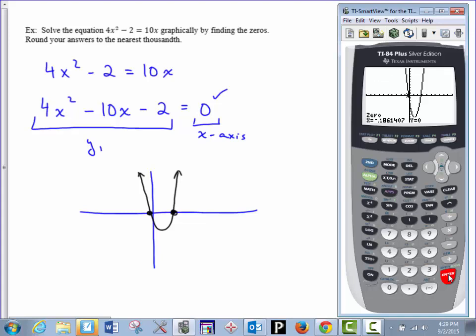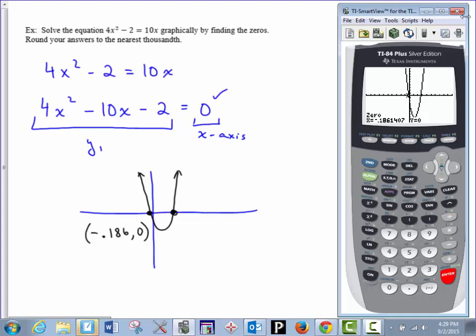What I'm going to do is label that ordered pair. So it's -0.18, and then it wants me to round to the nearest thousandth. So there's a 6 in the thousandths place with a 1 to its right, so it would round just to -0.186. And then notice that the y value is 0.